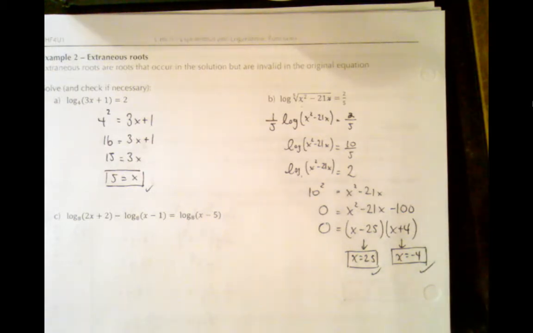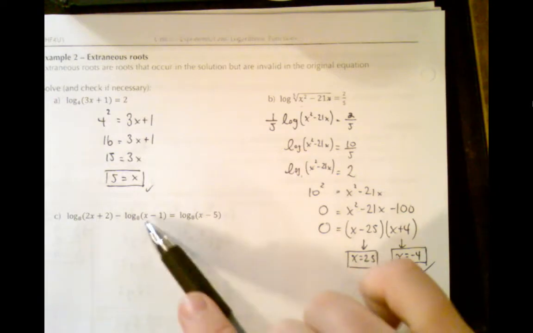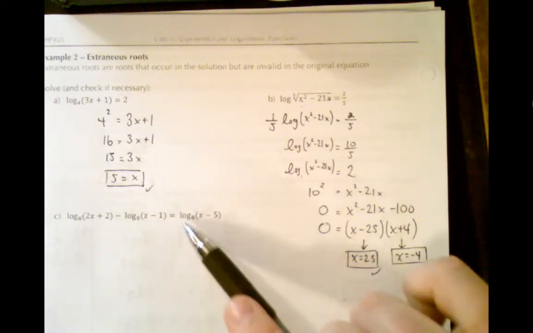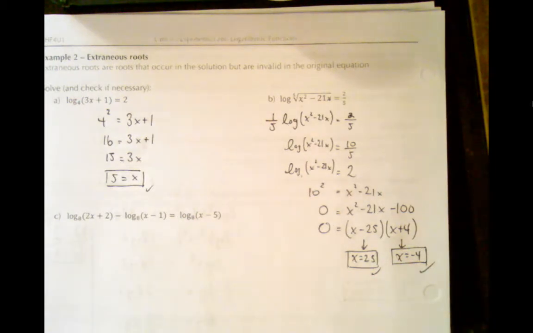Okay, one last example here. We have the log of 2x plus 2 base 8 minus the log of x minus 1 base 8 equal to the log of x minus 5 base 8. So what are we doing here? Well, we can use some log laws to simplify.